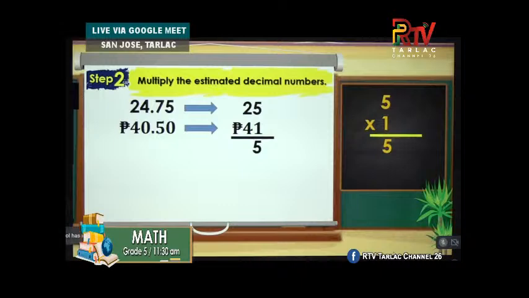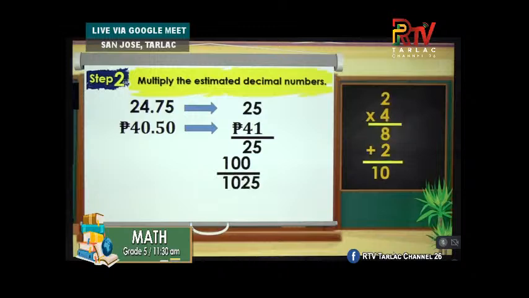1 times 5 is equal to 5. 1 times 2 is equal to 2. 4 times 5 is equal to 20. Write down 0 and regroup 2. 4 times 2 is equal to 8 plus 2 is equal to 10. Then, add the partial product. Bring down 5. 2 plus 0 is equal to 2. Bring down 0. And lastly, bring down 1.